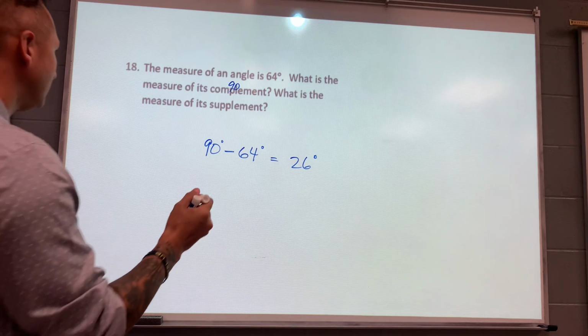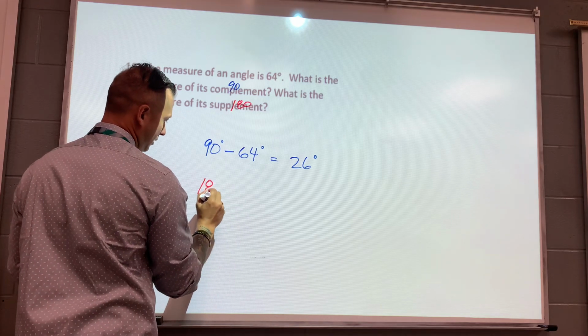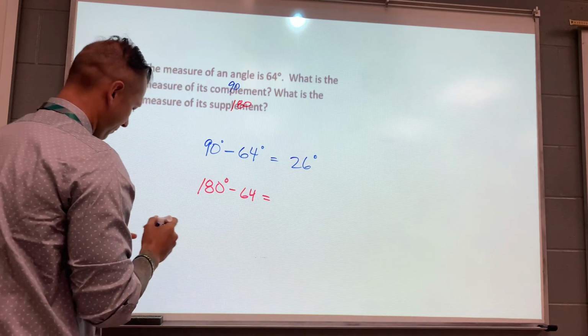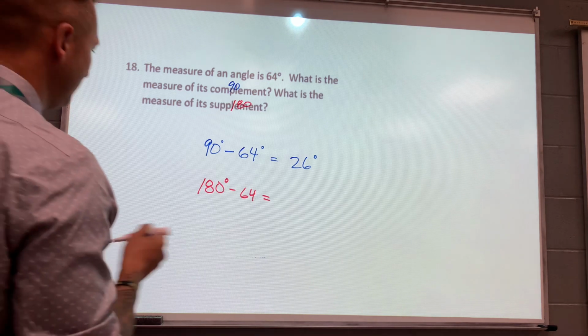The supplement, you gotta think 180. 180 minus 64. So that looks like, what? 116?